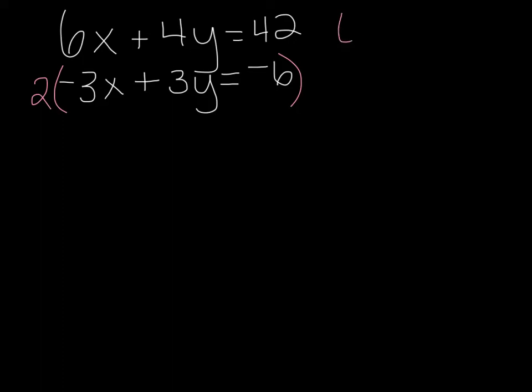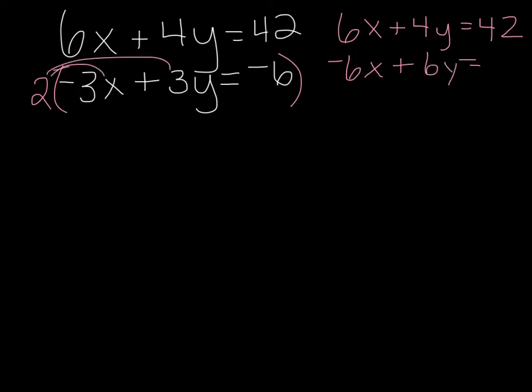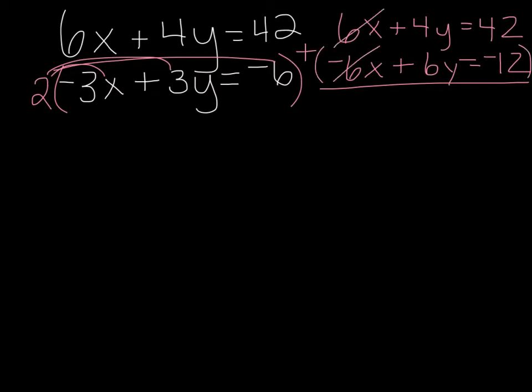My first equation this time stays the same, 6x plus 4y equals 42. My second equation is going to change to negative 6x plus 6y equals negative 12. Notice how I multiplied everything, not just the x's. Now remember why we did that. We did that to cancel out our x's. So if we look here now, our x's are both 6 and negative 6, which will eliminate each other once we add the two equations. So I'm going to cross those off.